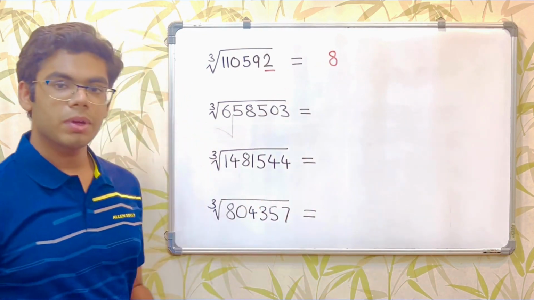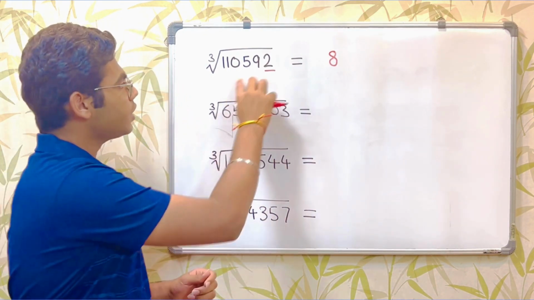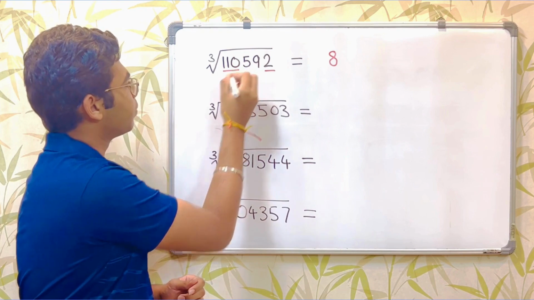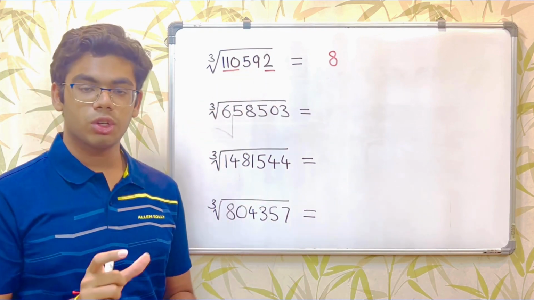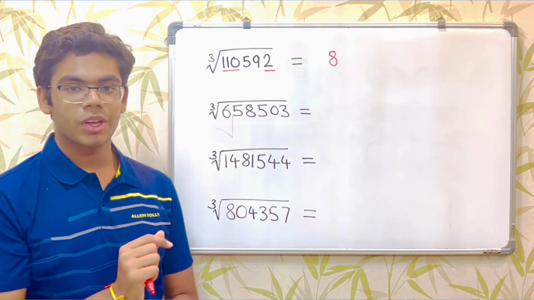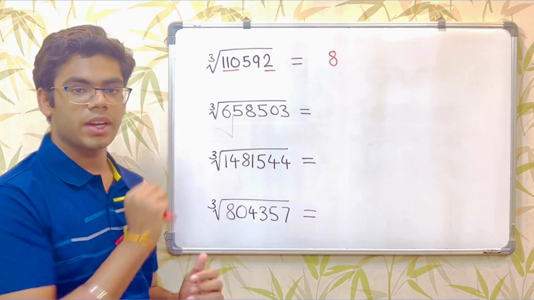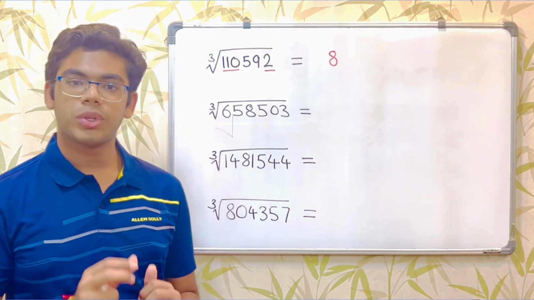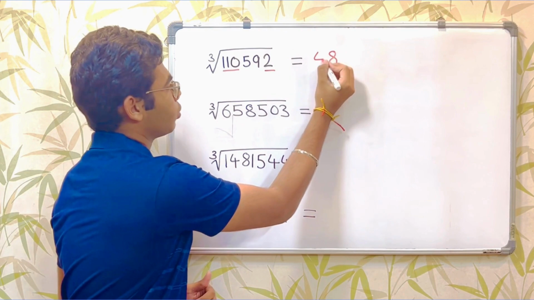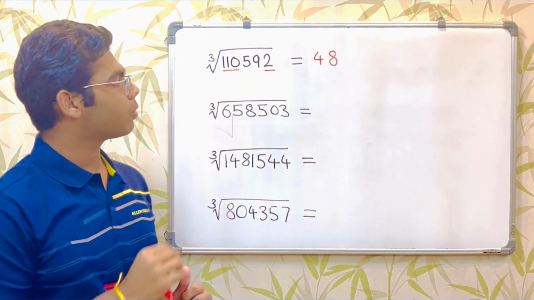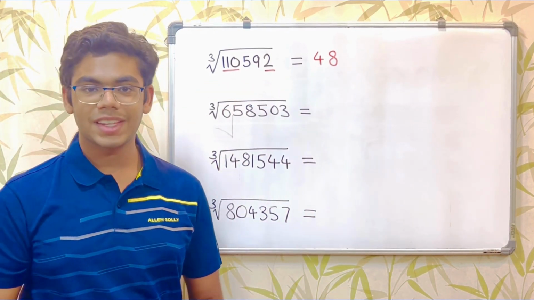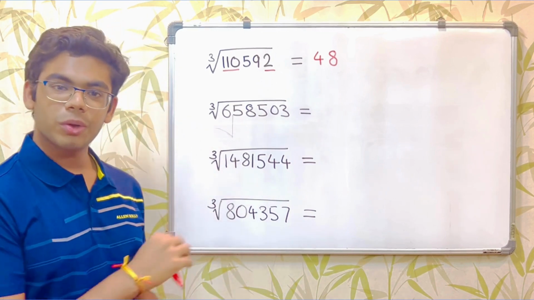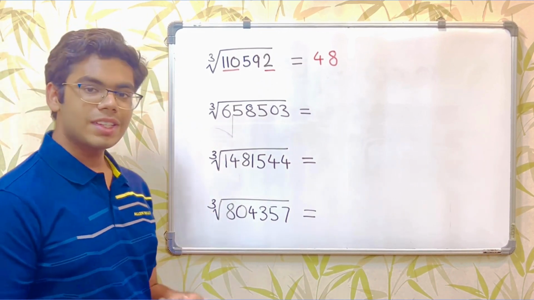Moving on to the next step, we would ignore the last 3 digits and focus on the rest of the number. We need to find the closest cube which is less than this number. So the closest cube that is less than 110 is 64, which is the cube of 4. So the cube root of 110592 is 48. It's that simple.